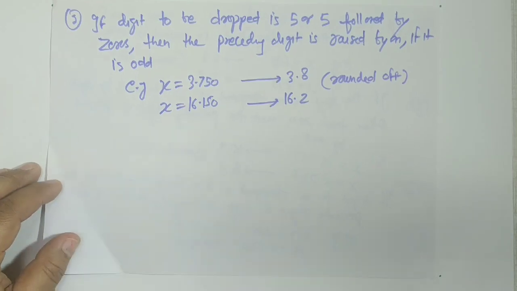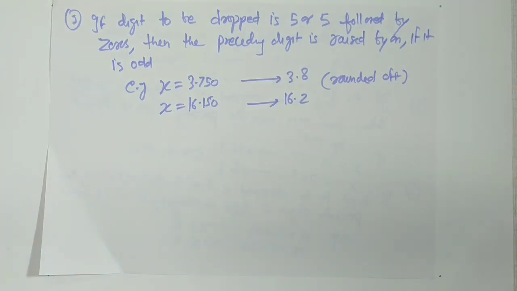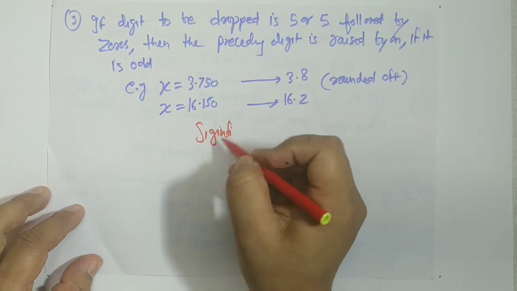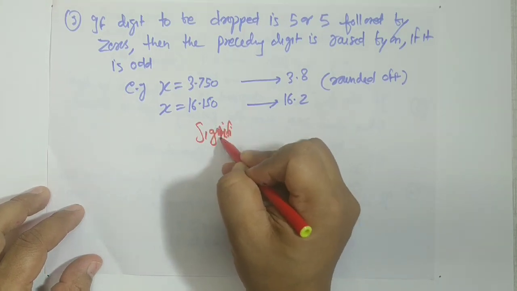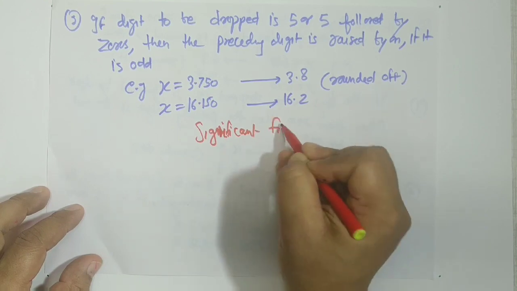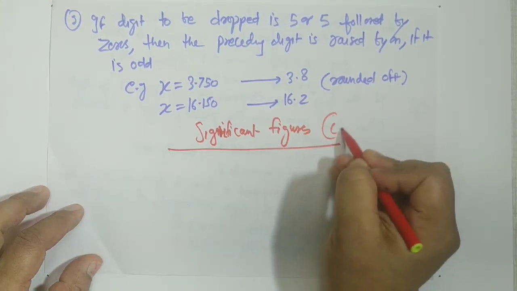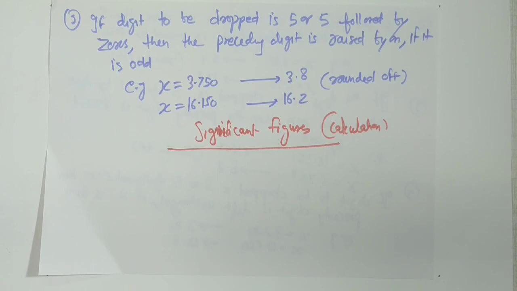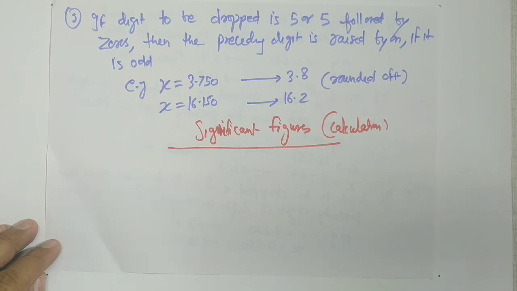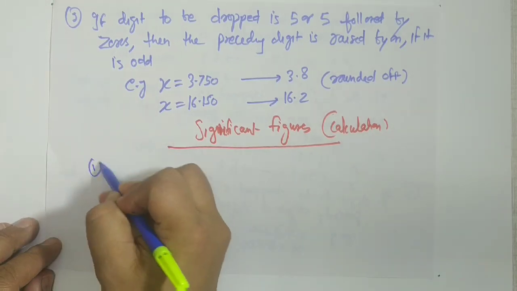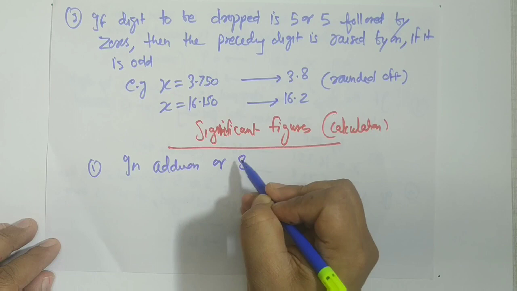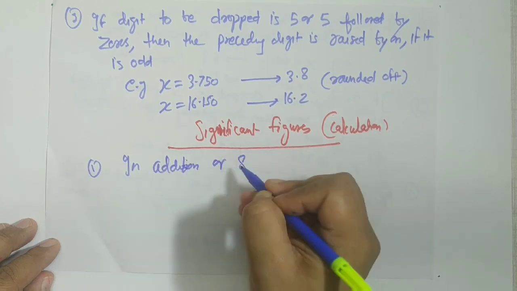So this is the significance of the significant figures, and then there are some rules for significant figures in calculations. When we talk about the calculation, we have two things in our mind: one is related to addition, and one is related to subtraction. So I am going to talk about them one by one. First, in addition or subtraction.